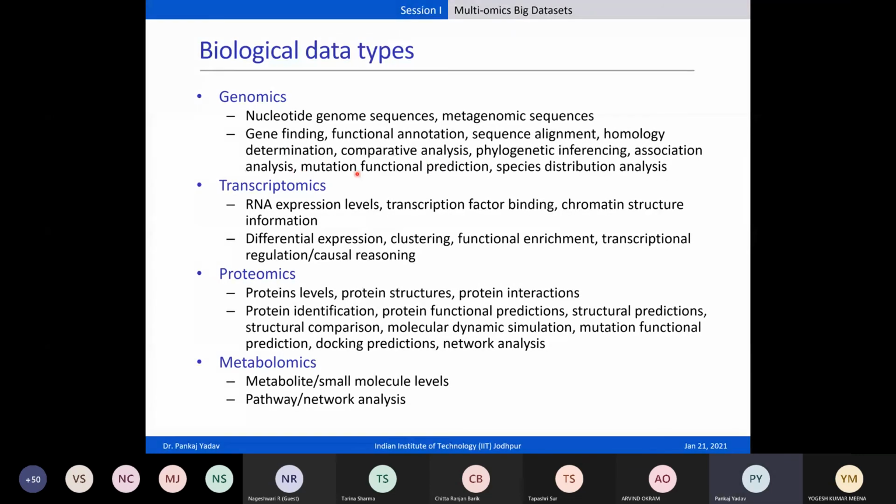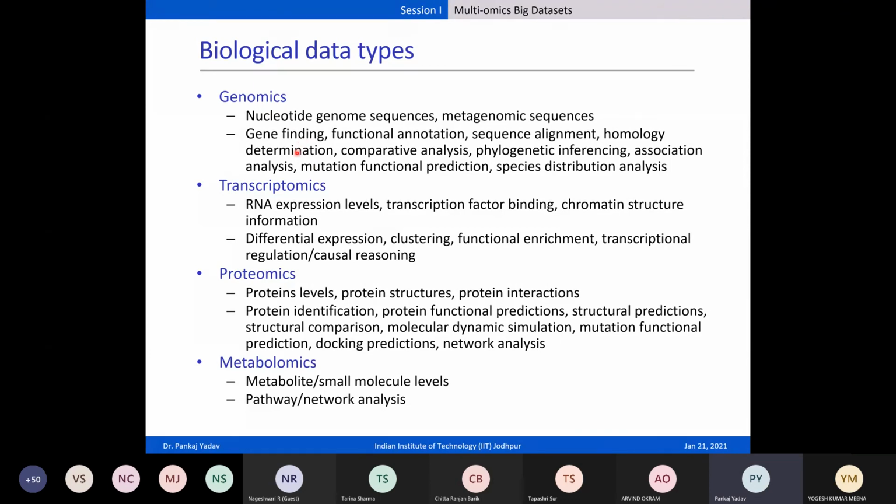Also, you can perform association, right? So association means you can associate these polymorphisms, or regions where you find variations in your genome, with patients, if there are any patients that have some specific kind of variations at particular positions in the genome sequence. So this kind of work can also be done. And then you can also do mutational function prediction and species distribution analysis by following some clustering approaches. So this is something you can do with this genomics data, right?